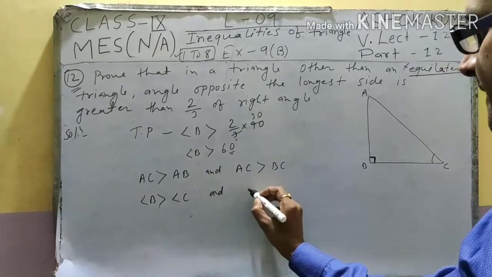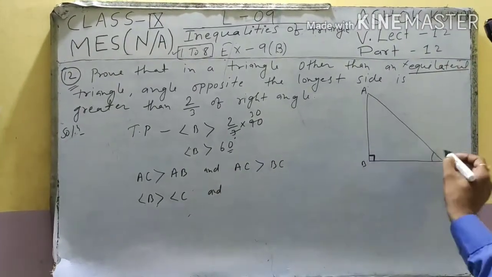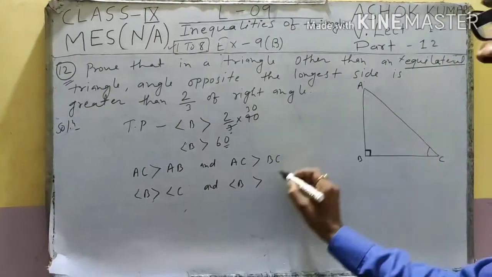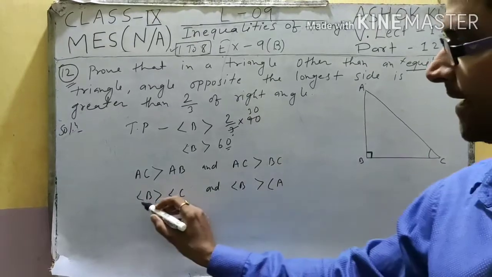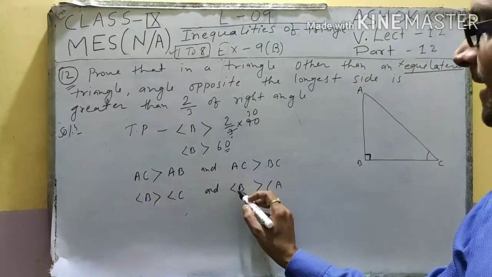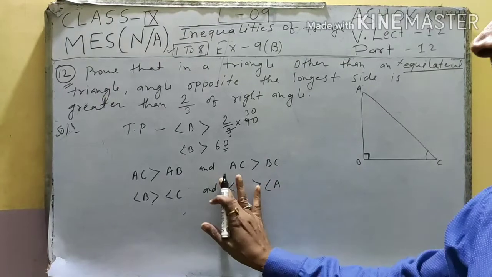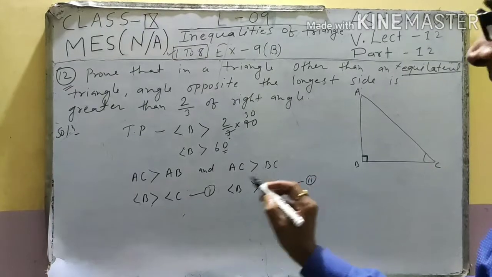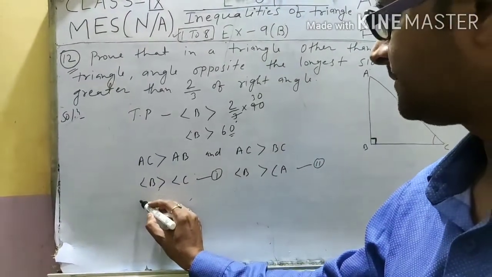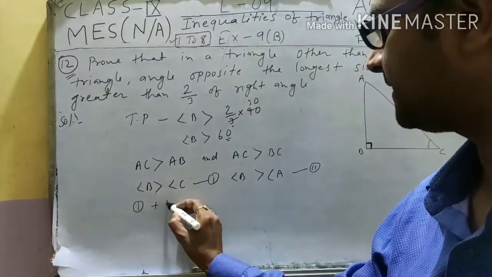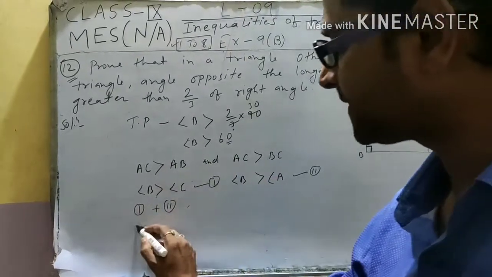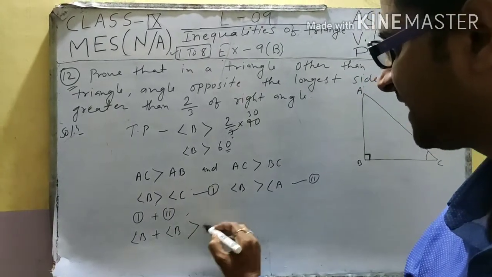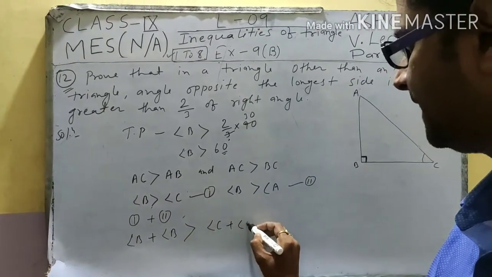And again, since AC is greater than BC, we can write angle B is greater than angle A. Here angle B is greater than angle C and angle B is greater than angle A. Suppose this is equation first and this one is equation second. Adding these two equations, angle B plus angle B is greater than angle C plus angle A.